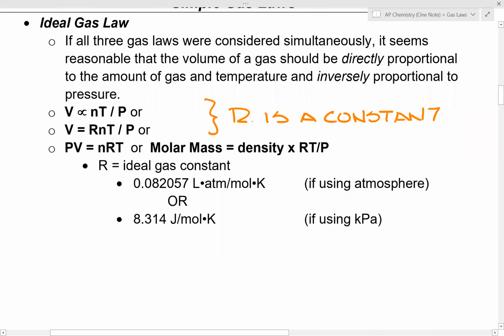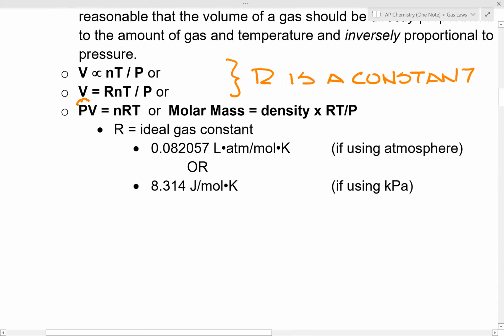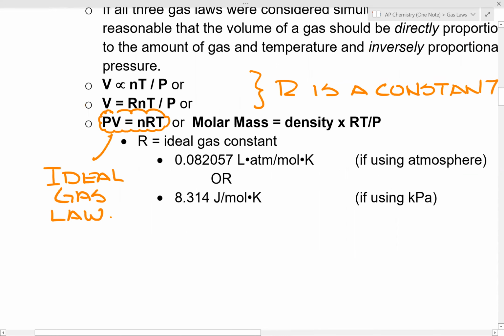Rearranging it, we get PV is equal to nRT. This is the ideal gas law. Notice I've also given you this molar mass is equal to density times RT divided by P. Later on, I can explain how these two formulas are related.